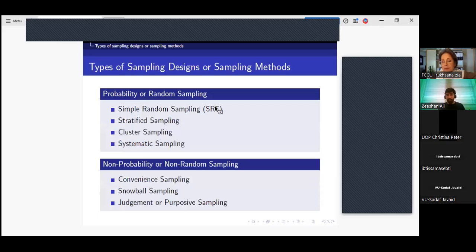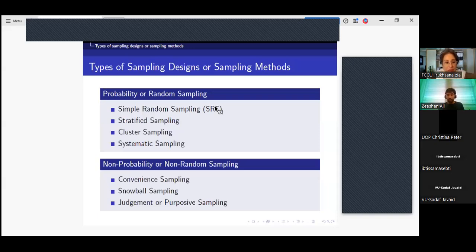Now let's have a look at the different sampling designs. Broadly speaking, there are two types of sampling methods: probability sampling and non-probability sampling. For this talk, I have focused just on probability sampling. One of them is usually used mostly in practical research. The first is simple random sampling, the second type of probability sampling is stratified sampling, the third is cluster sampling, and the fourth is systematic sampling.